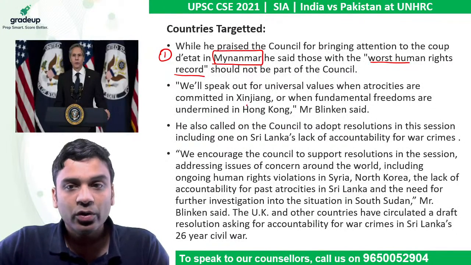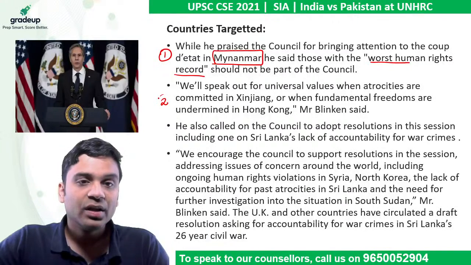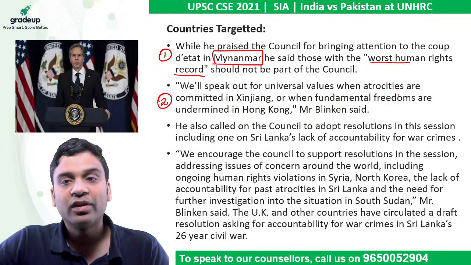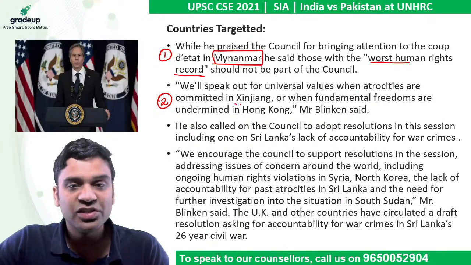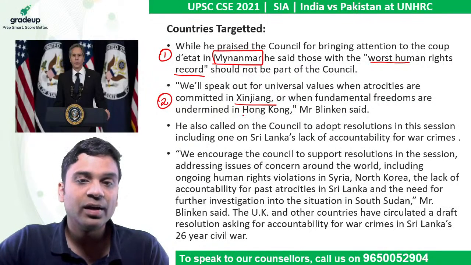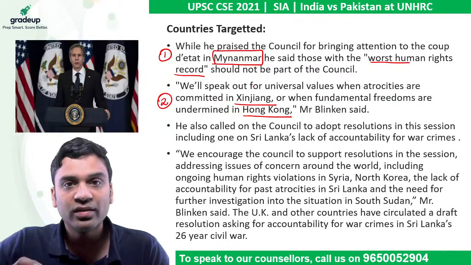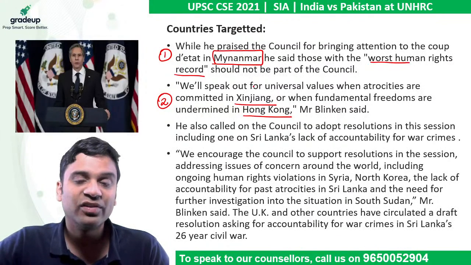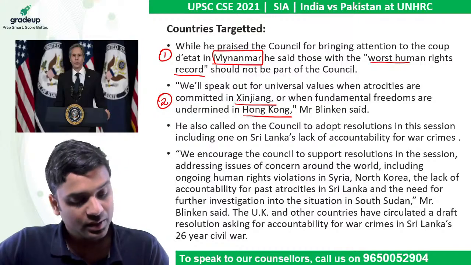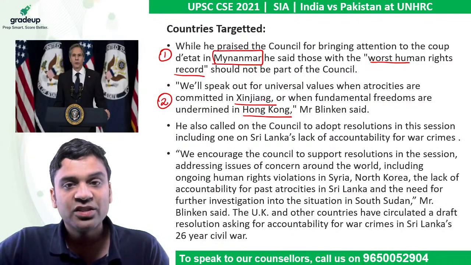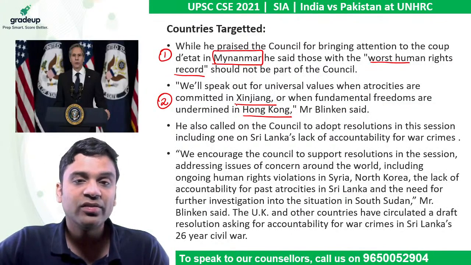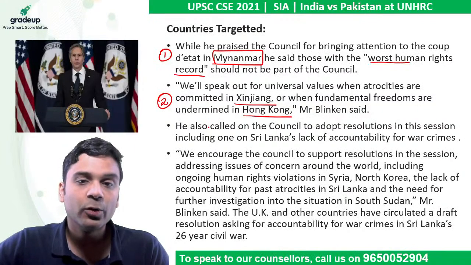And he also spoke out about China. So he spoke out of the atrocities in the Xinjiang region and the fundamental freedoms in Hong Kong. Can somebody tell me in the Xinjiang region who are the minority sect which is targeted by China? In the Xinjiang region, who are the minorities population? Tell me their name in the comments below.